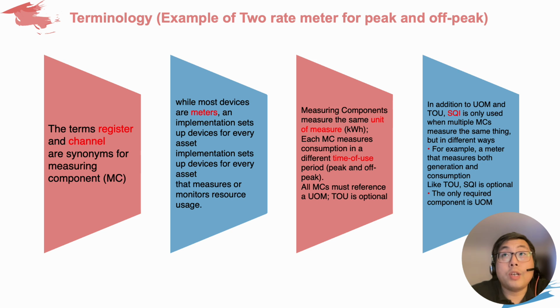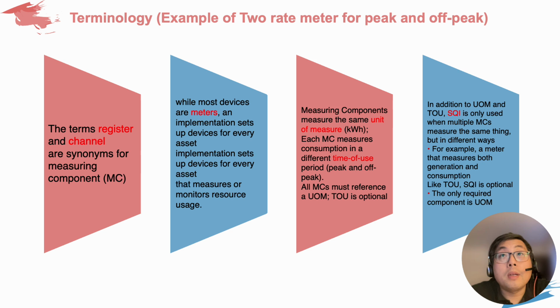indicate whether it's a generation or a consumption, or normally what we can say, we can use that to differentiate even if it is measuring the same combination of unit of measure and time of use. You can differentiate just for any reason. Okay, but all of them are actually optional.